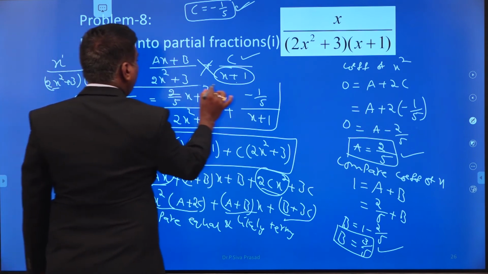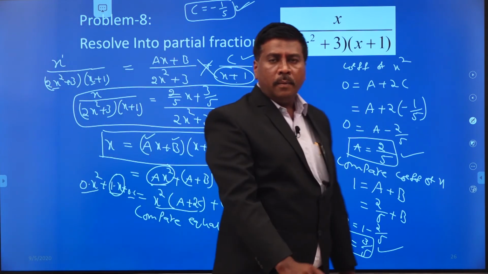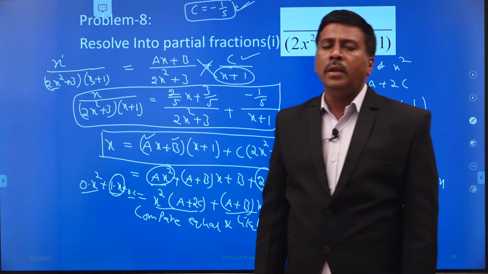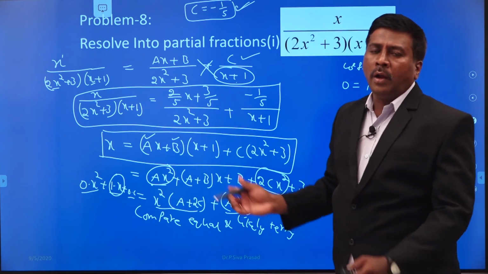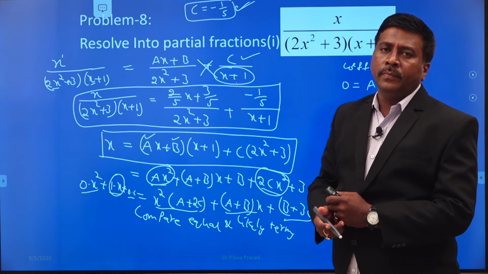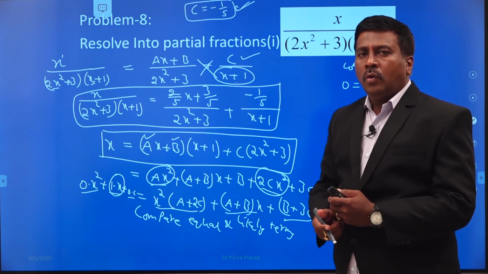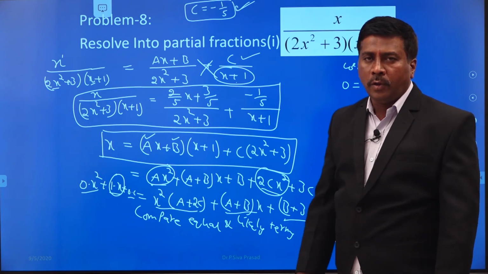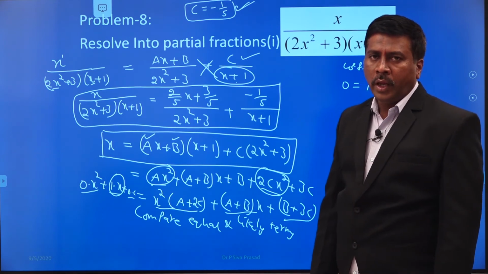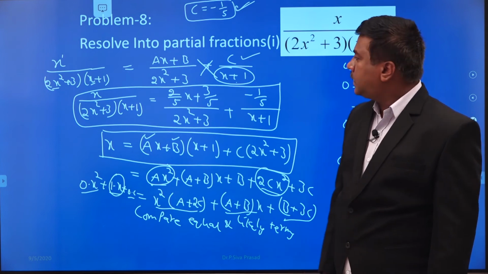So this is the procedure for finding the partial fractions in type 3, in which the denominator of g of x is to be of quadratic form and non-repeated. Please all of you keep in your mind. Okay? All of you understood this?